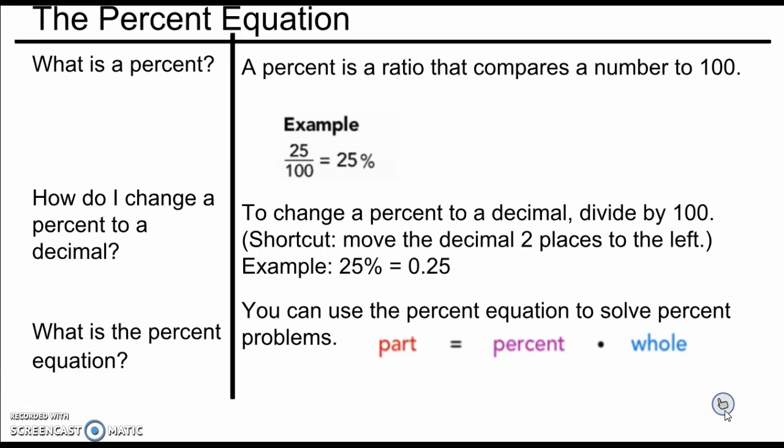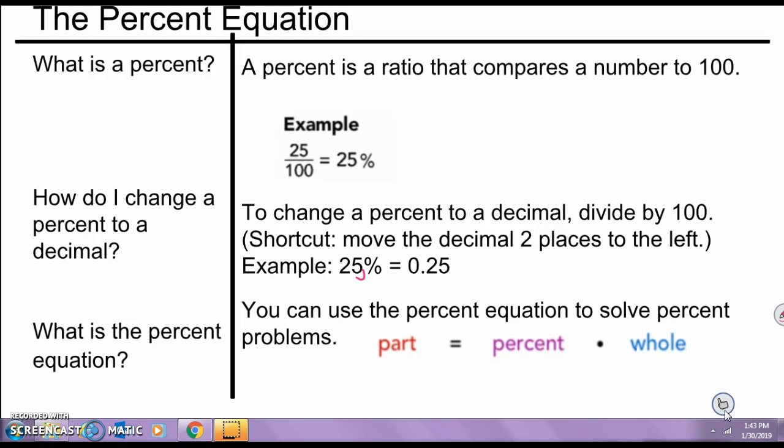How do I change a percent into a decimal? When using the percent equation, we first need to change our percent into a decimal. To do so, we divide by 100. A shortcut method is to move the decimal 2 places to the left. For example, 25%. The decimal is located behind the 5. In order to change this into a decimal, we would move the decimal twice to the left, and that gives us 25 hundredths.